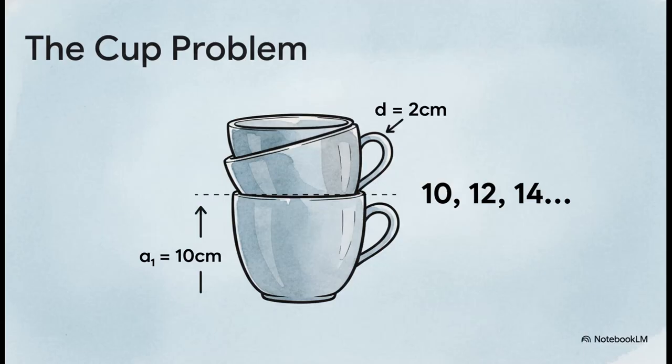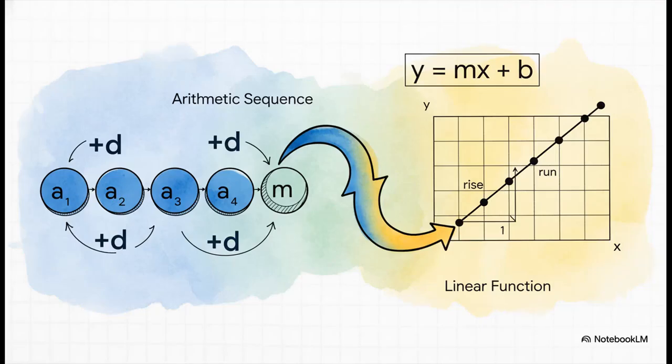Check it out. The height of that very first cup, that's your first term, your a sub 1. Maybe it's 10 centimeters. And then the little rim of each new cup you add, that's your common difference, d, maybe 2 centimeters. And just like that, this everyday problem is actually an arithmetic sequence. Now you can figure out the height of 50 cups without doing all that work. But here it is. This is the big reveal. This whole idea connects directly to one of the most important things in all of algebra, linear functions. You know, that classic equation y equals mx plus b. Well, guess what? The common difference d we've been finding this whole time, it's the exact same thing as the slope, m. It's the constant rate of change.